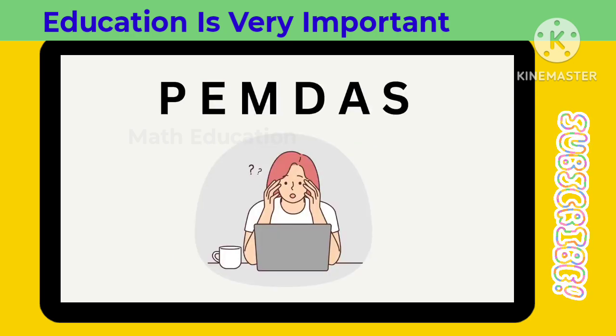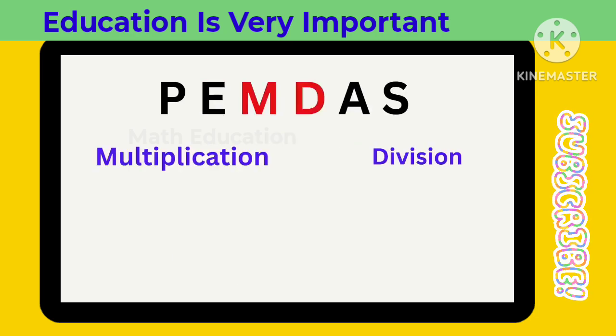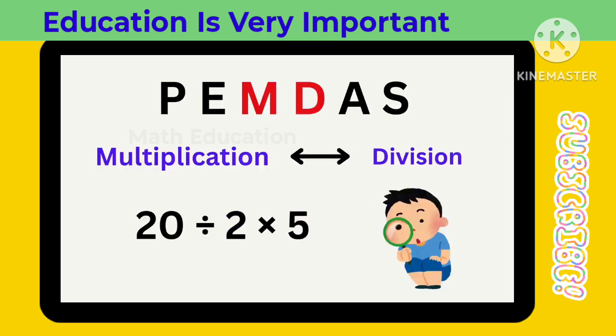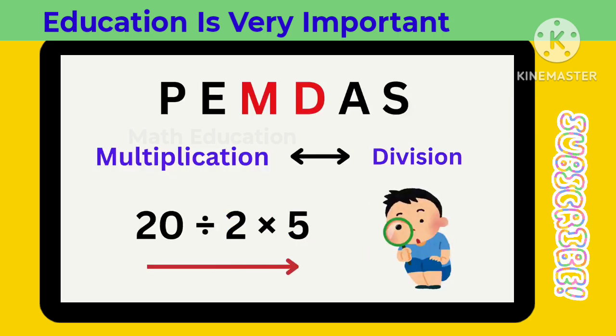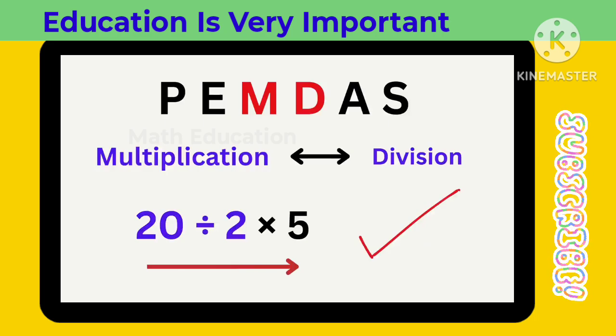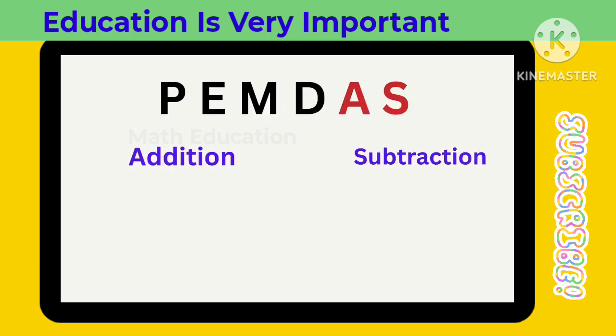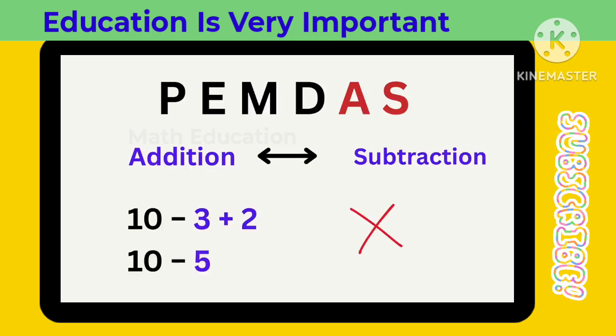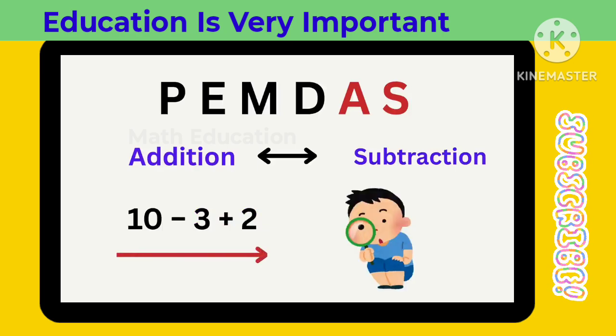Then comes the part that trips up most people: multiplication and division. These are on the same level in priority. So you don't always multiply first just because it comes earlier in the phrase. Instead, you scan the problem from left to right and do whichever of the two appears first. Finally, the last step is addition and subtraction. Just like before, they are equals. You don't always add before you subtract. Again, you move from left to right and solve as you go. This order keeps everything consistent. Without it, 2 people could do the same problem in 2 different ways and get 2 different answers. And that would create chaos.